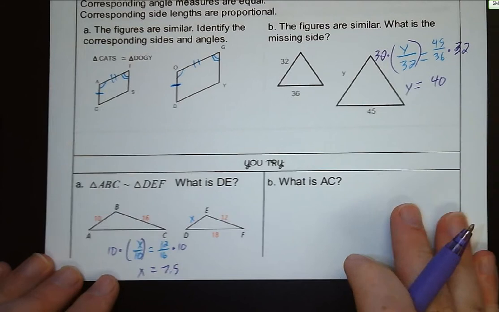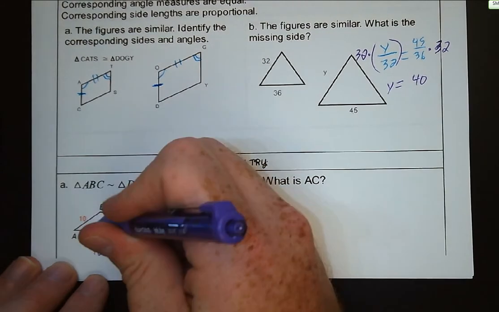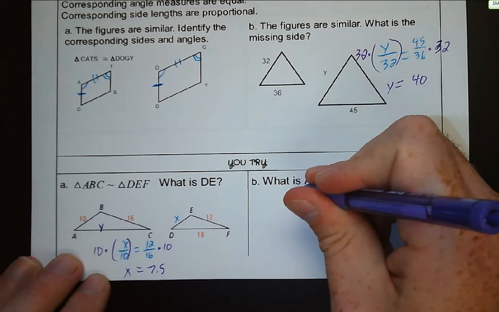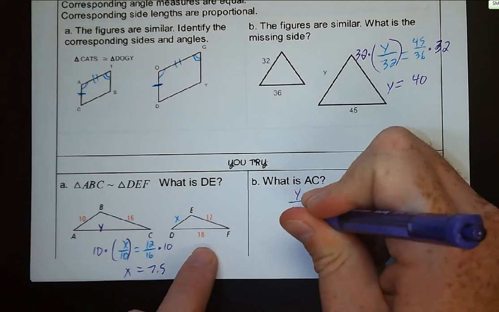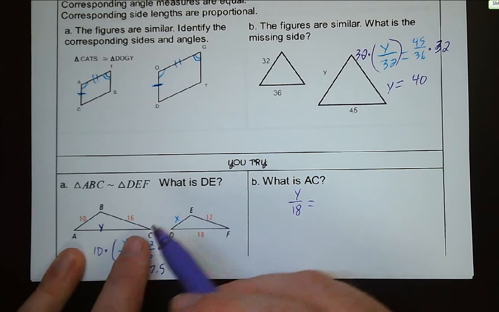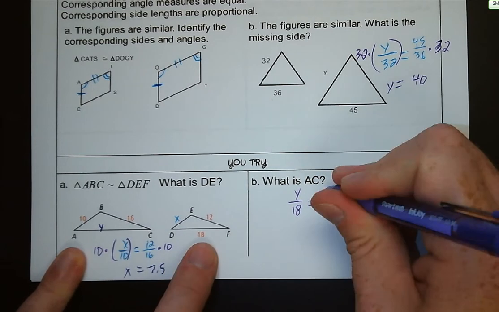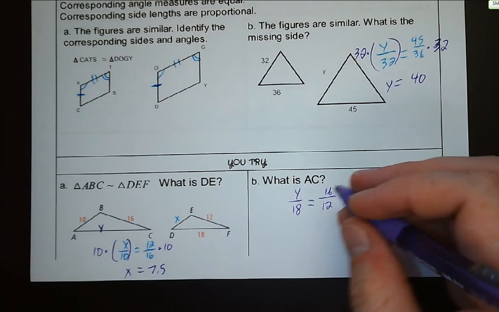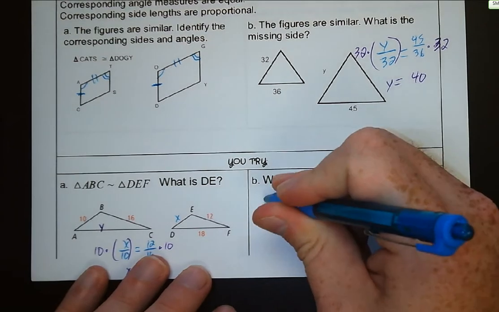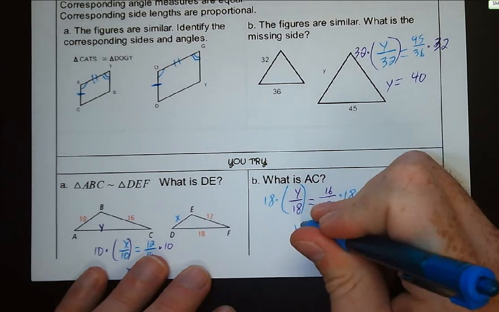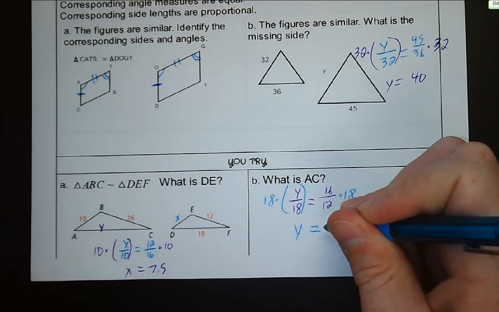All right, letter B. What is AC? So I'm going to use the letter Y to represent AC, and its corresponding side is DF. So I'm going to say Y over 18 is equal to, I'm going to use one of the sides that we are given in the problem, just so I don't make any mistakes, 16 over 12. And when you do the math, we are going to multiply both sides by 18, and y is going to be equal to 24.